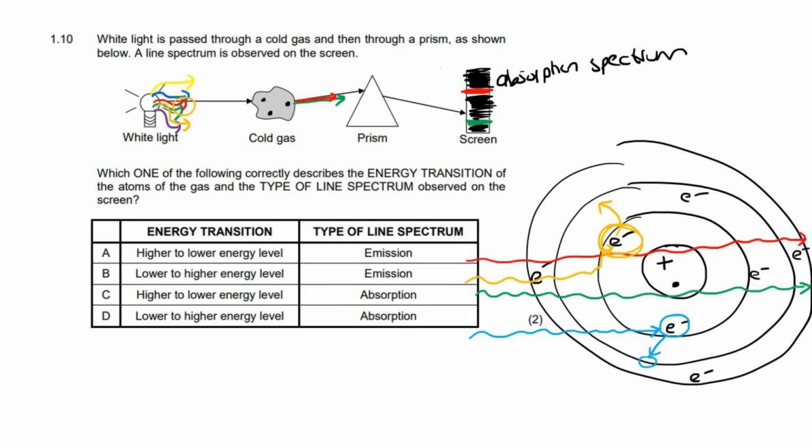Absorption spectrum. And so the answer cannot be A or B. And then what is the energy transition? What it says here, correctly describe the energy transition of the atoms. Well, they are going from a lower to a higher energy level. You go from a lower to a higher. So the answer is D.